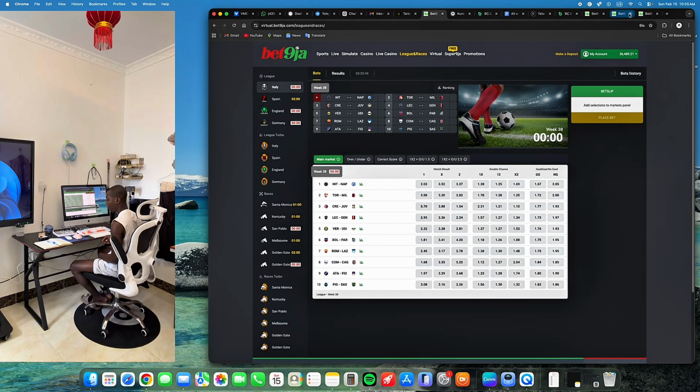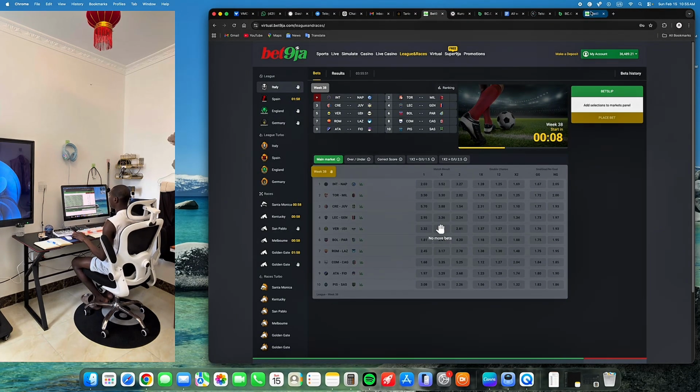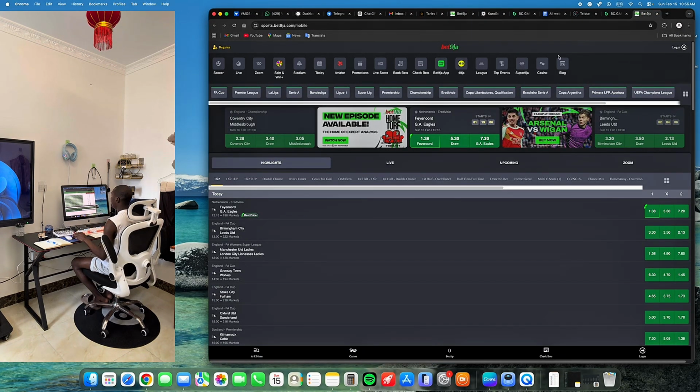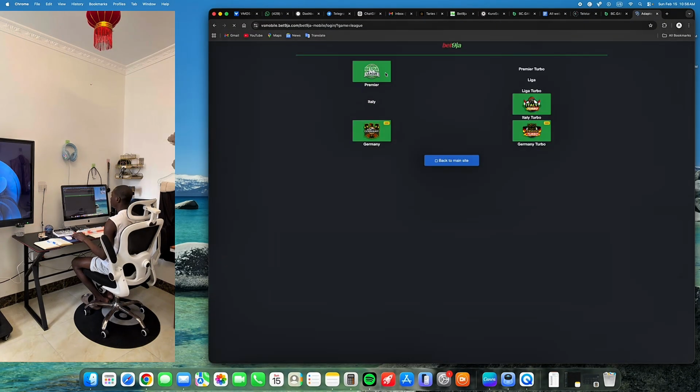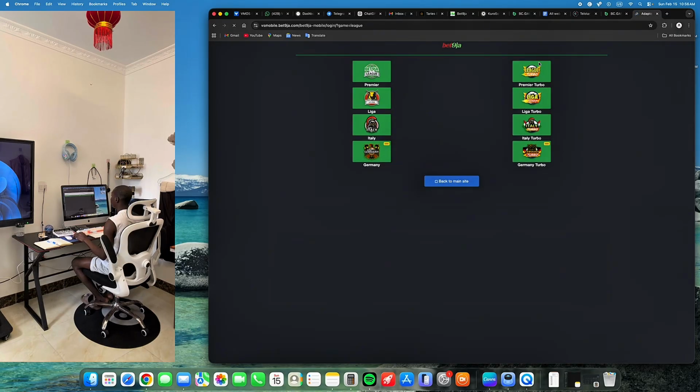And for those using mobile phone, this is how it usually displays. When it displays like this, all you have to do is click on league. Okay, you click on the league. Then on the side, you see League Football, the league itself.